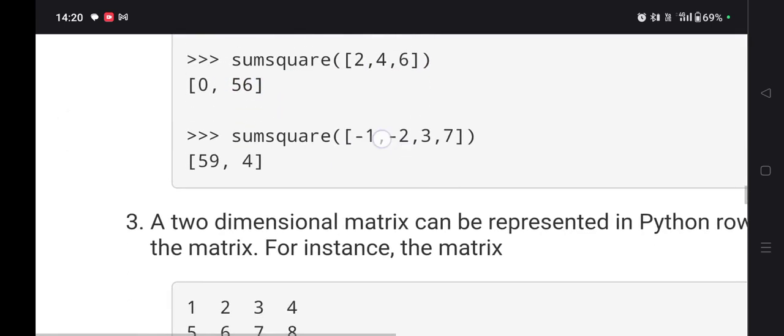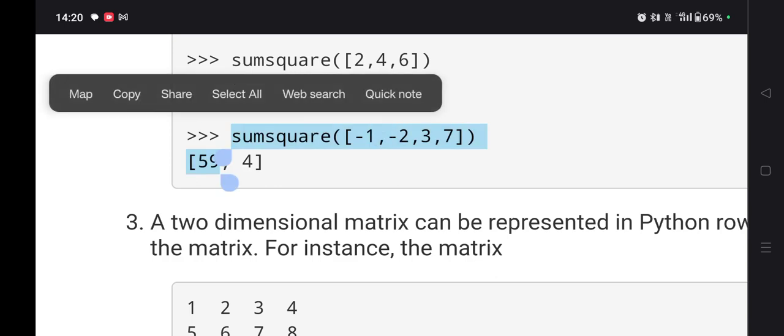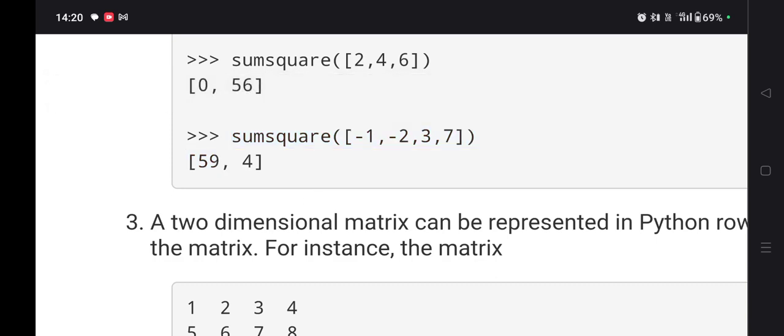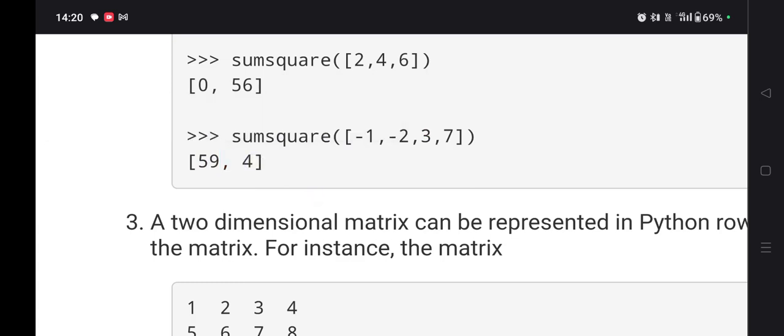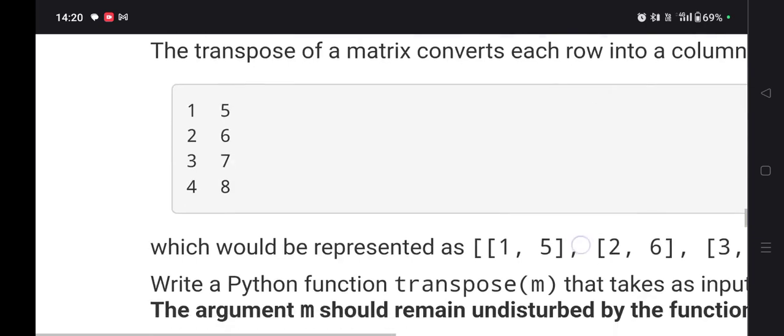Now in the third one you can see 1, 2, 3, 7. 1 is odd, 2 is even, 3 is odd, 7 is odd. So the sum of the odd squares is equal to 59, and the sum of the even squares is equal to 4. So how to solve this problem?